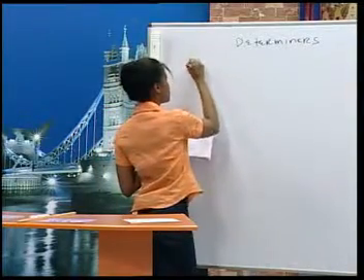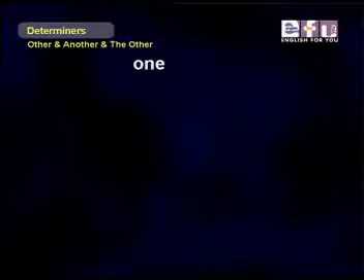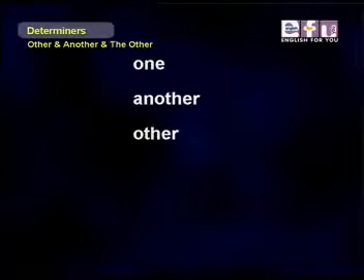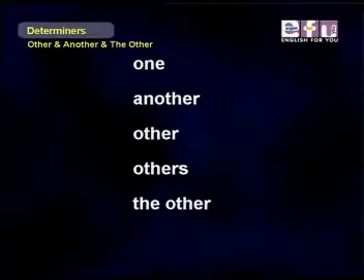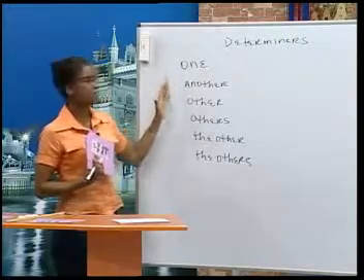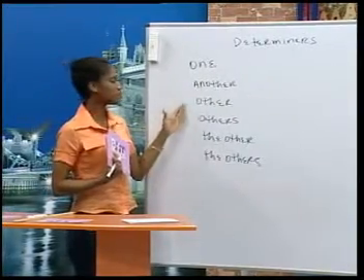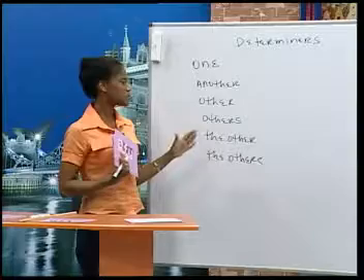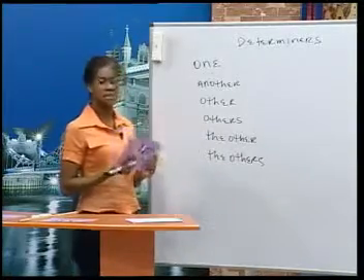Okay, some determiners are one, another, other, others, the other, and the others. One, another, other, others, the other, the others.